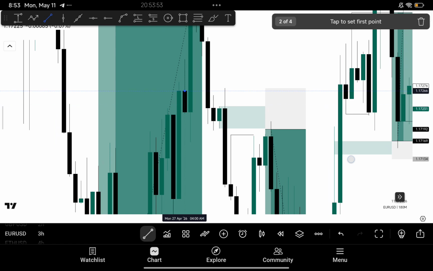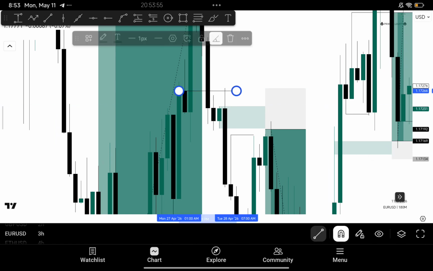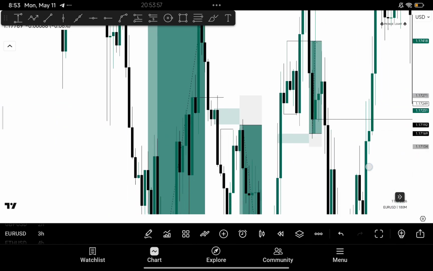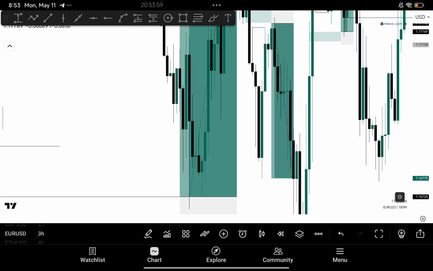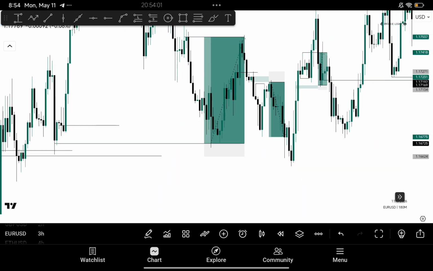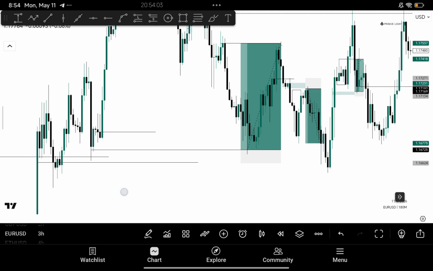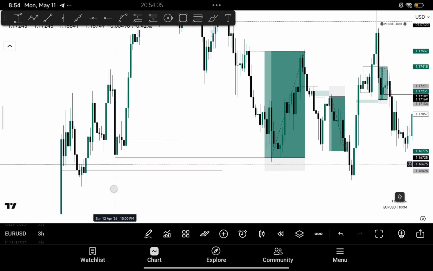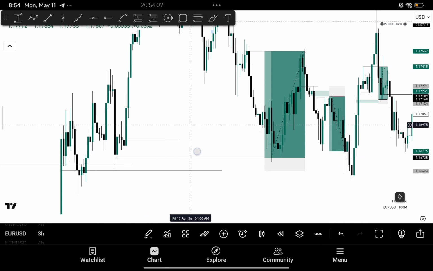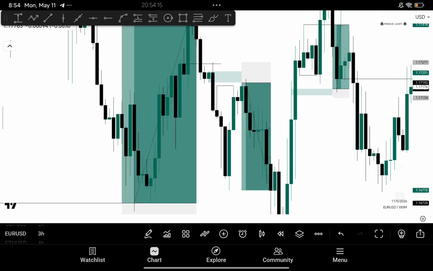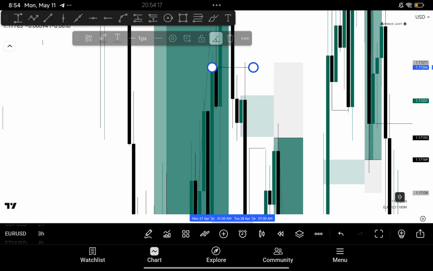Where is price coming from? Here. You can see how I'm putting storyline on top of storyline. I don't just enter direct, I always use confirmation. This particular level right here is supposed to be my entry, but what did I do? I waited for price to come back here and use this particular level. And same thing here, this was supposed to be my entry.